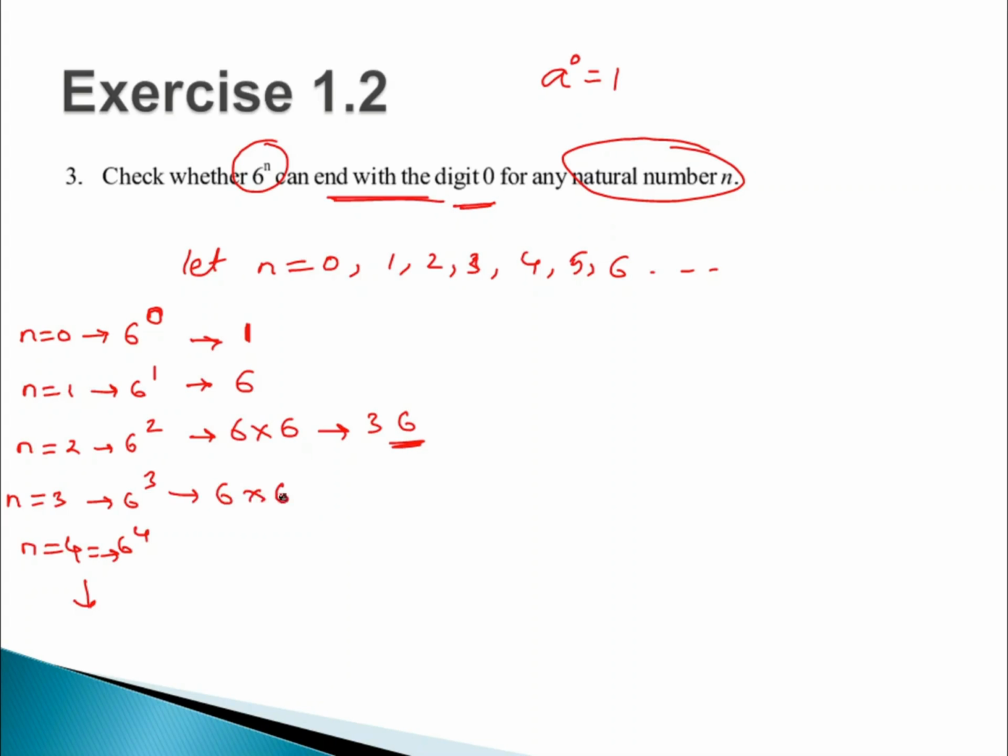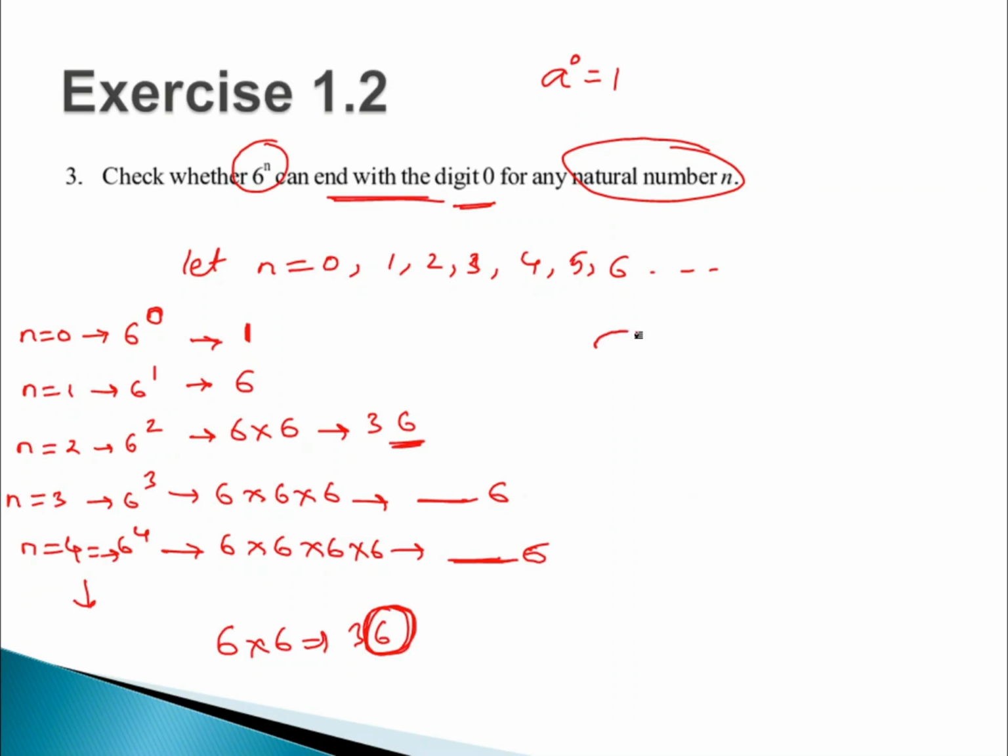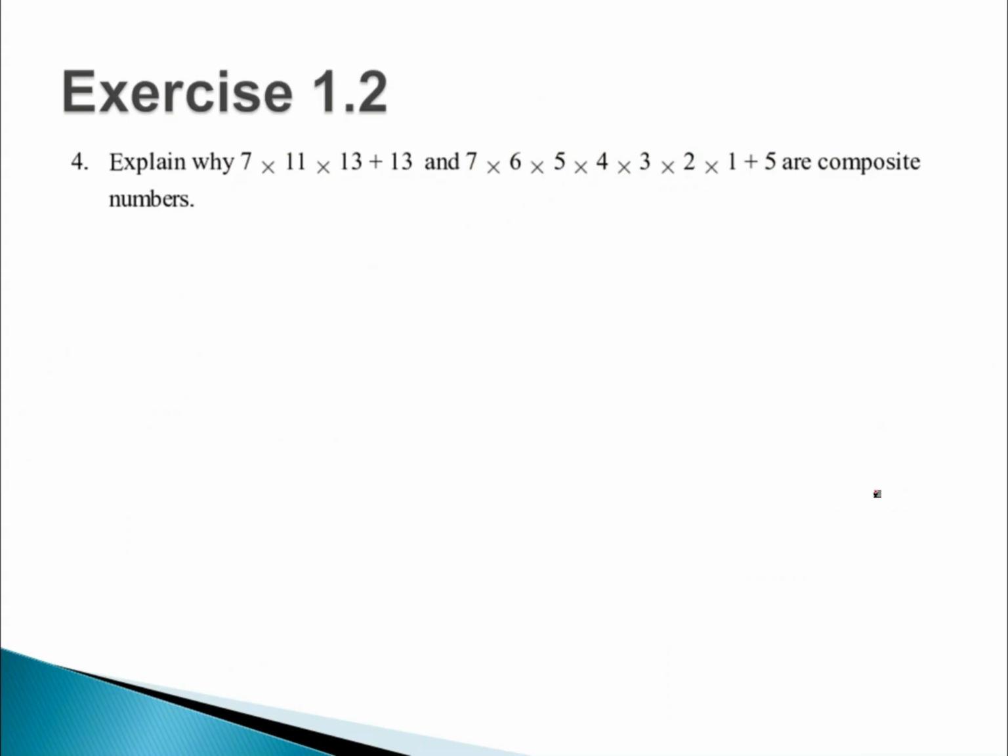Similarly, here also 6 into 6 into 6. So whatever the number you will be having here, the last digit is a 6 only. Similarly, 6 into 6 into 6, I need to do this 4 times. Whatever the number you will be having here, I'll have 6 at last because by looking at all this, I can say that 6 to the power of n cannot end with a 0. Okay.